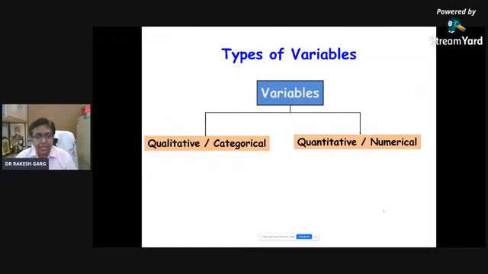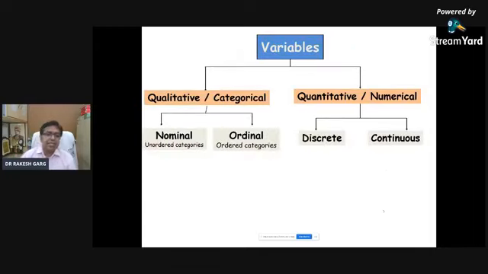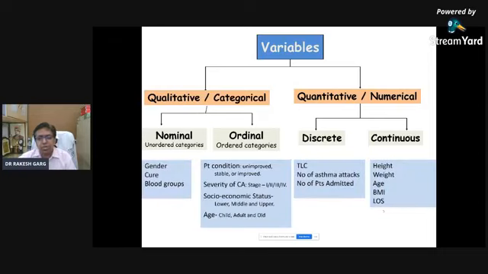The variables are usually either qualitative or quantitative variables. And qualitative versus quantitative are very, very important when you understand the statistical tool, because you have to write in the method section that these were the variables and they were compared using these tests. So qualitative, which is also called categorical, could be nominal or ordinal. Quantitative could be discrete and continuous.